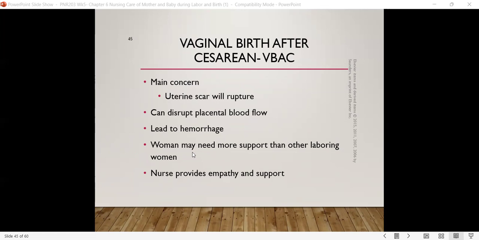And then she may need more support than other laboring women because she may be scared, apprehensive, because at any time, anything could happen and we'd be going back for a STAT emergency C-section. And then nurses, we always give empathy and support, and we work with the patient. If she wants to try to do a VBAC on her second baby, that's fine. We'll work with her, as long as that uterine scar on the uterus is transverse. It's called a Flanagan-Steele scar.